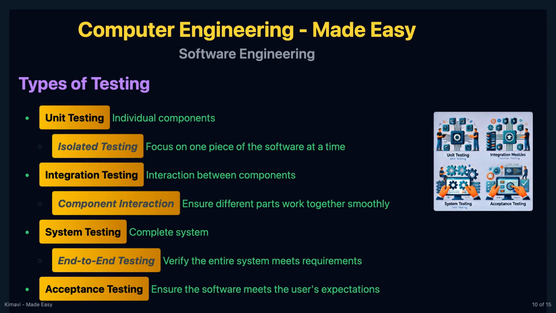Unit testing involves testing individual components or functions in isolation. Integration testing focuses on the interaction between integrated components. System testing tests the complete system as a whole. And acceptance testing validates the software against user requirements.